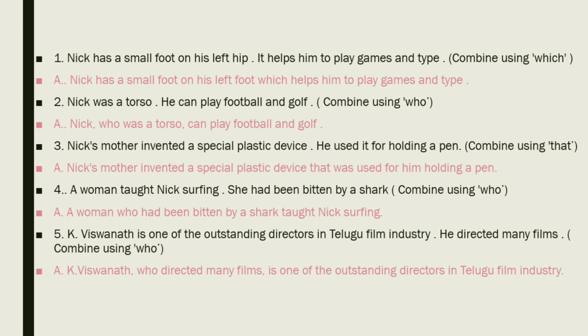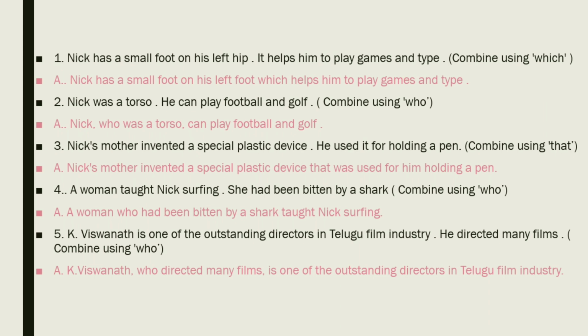Now, the third one. Nick's mother invented a special plastic device. He used it for holding a pen. Now combine both the sentences using another relative pronoun, that. Then the sentence goes on like this: Nick's mother invented a plastic device that was used by him for holding a pen. Here this is also an object and subject case. The object of the first sentence, plastic device, and the subject of the second sentence, he, are to be taken into the criteria. Obviously that acts as a conjunction here.